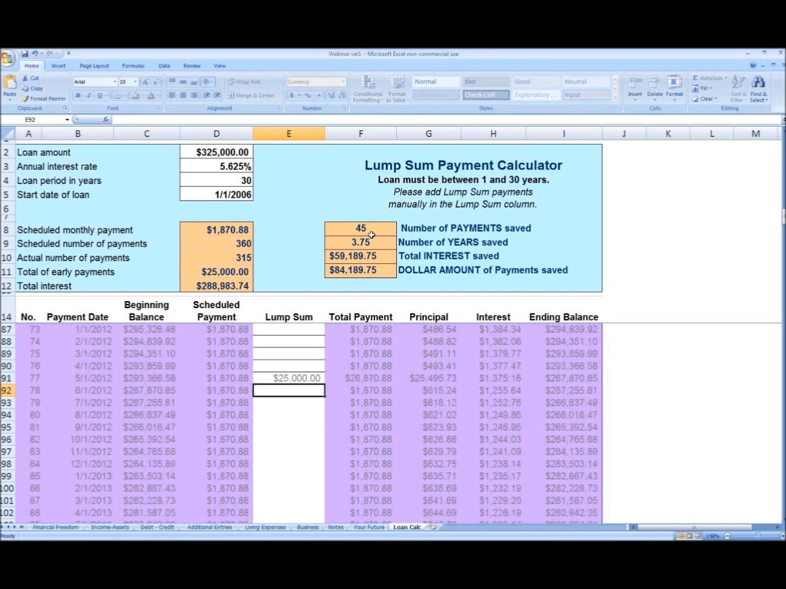We save 45 months off our mortgage by making that lump sum payment of 25 grand. 3.75 years saved, saving $59,189.75 in interest. So what happens is you've accelerated your mortgage by 45 months. Now, let's go back to the line of credit and see what happens inside the line of credit to that 25 grand.